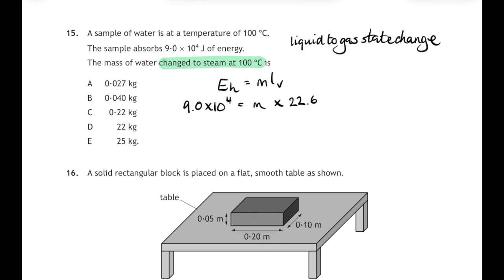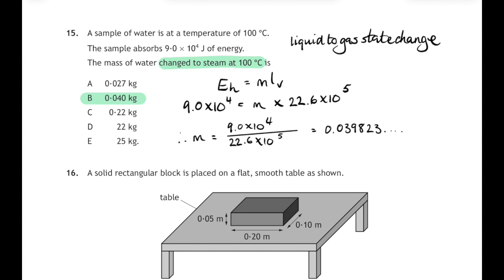So let's pop that into the relationship and then rearrange it and work out what m is. That's the mass changed to steam. It's 9 times 10 to the 4 divided by 22.6 times 10 to the 5. And if you do that correctly on your calculator, it gives you a rounded answer of 0.040 kilograms. And that corresponds to answer B.